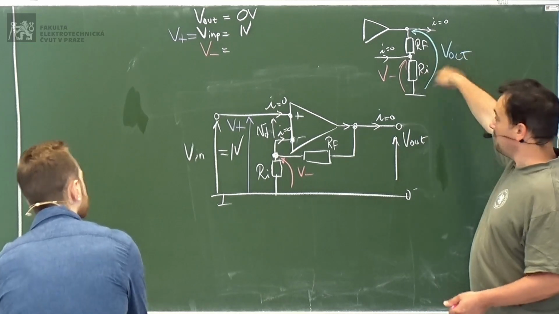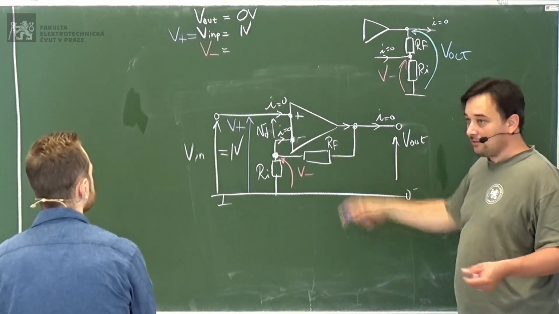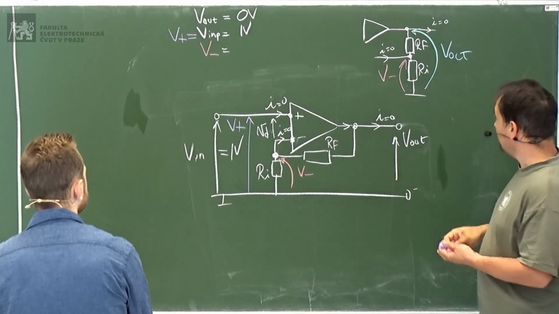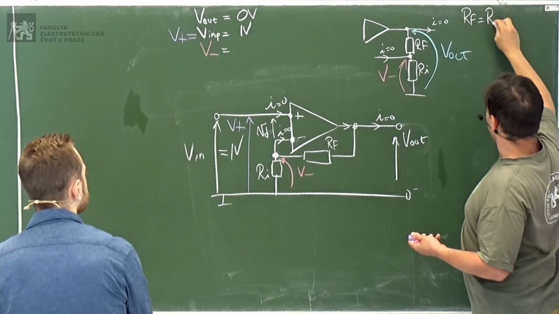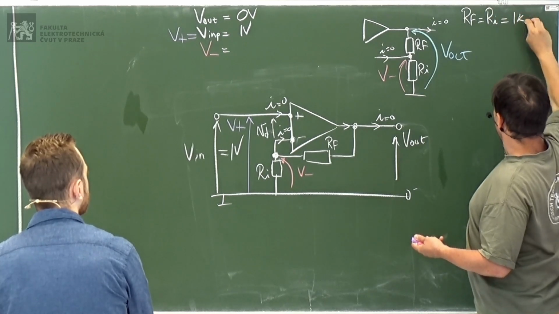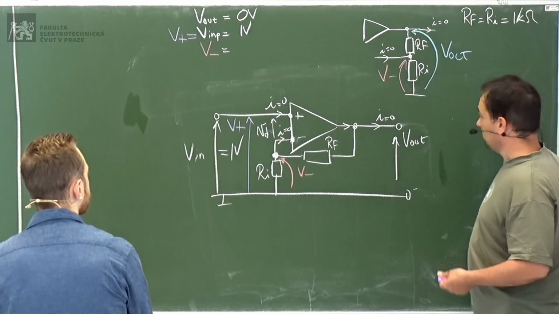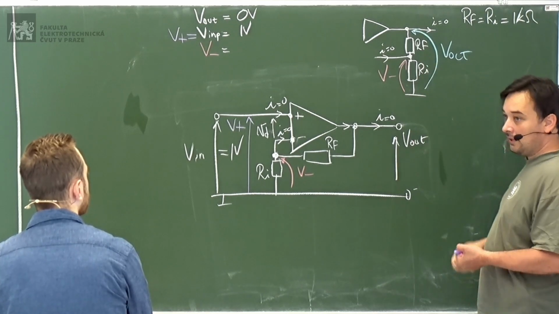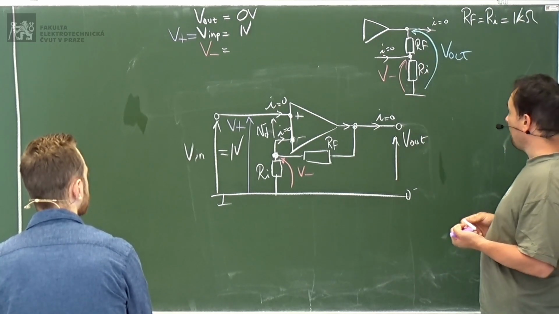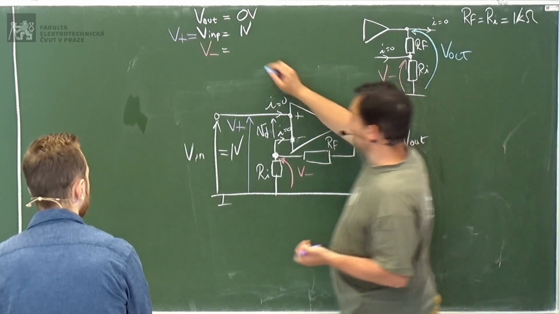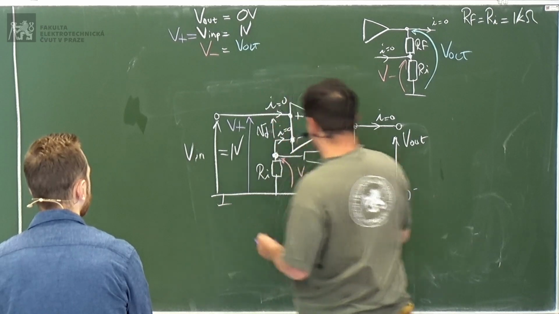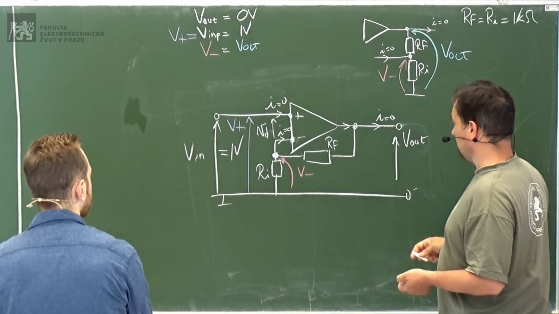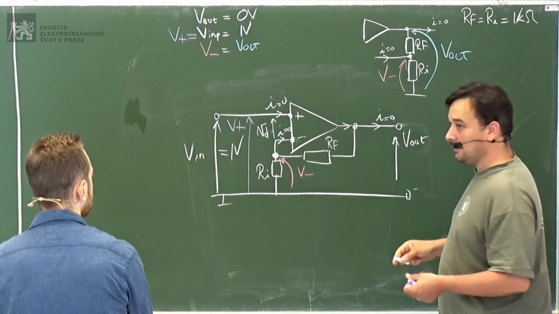So V minus is, in this case, with these two resistors, which are the same, because we say that RF is equal to R input, and it's 1 kilo ohm, half of the output voltage. So we could say, maybe I'm jumping, V out is equal to V in multiplied by RF over RI, which is 1. So therefore, V out is equal to V in.